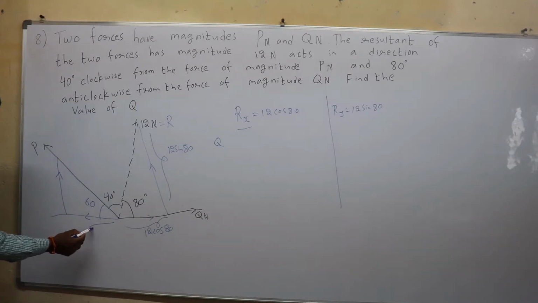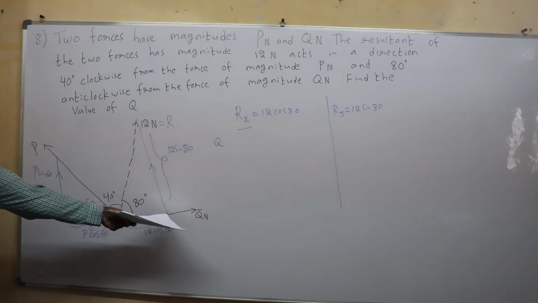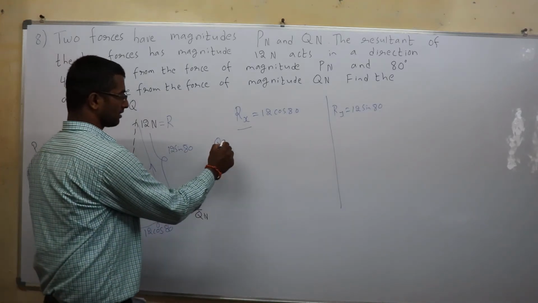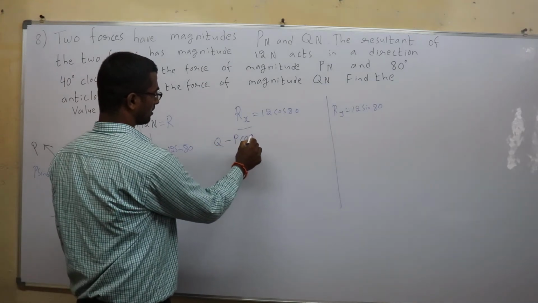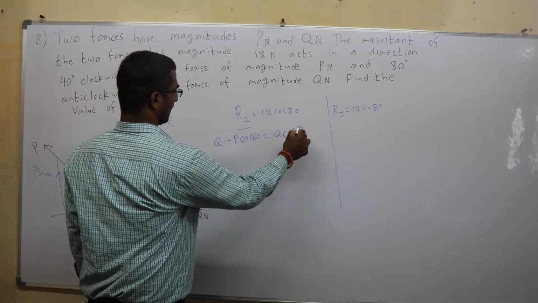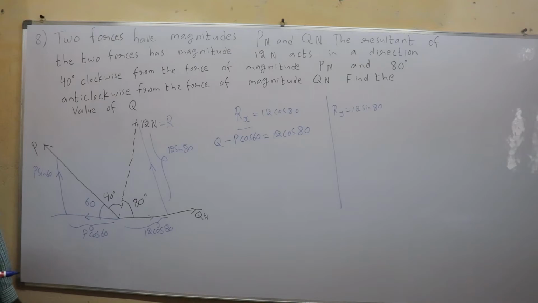So now how much will this become? It's adjacent to this, so it is P cos 60. Correct? And this will become P sin 60 since it is opposite. Right? So positive x-axis is Q and negative x-axis is P cos 60. So Q minus P cos 60 is equal to 12 cos 80. No other force is acting on the x-axis.